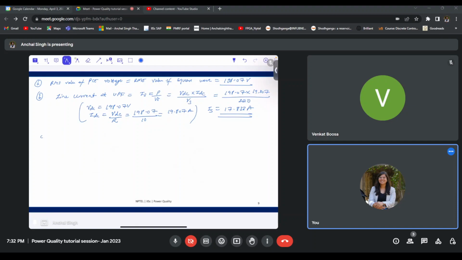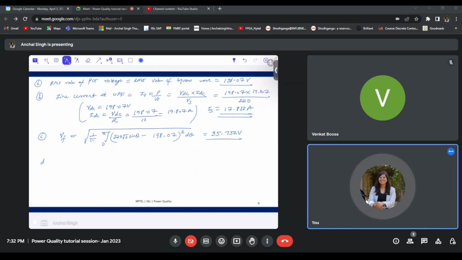In the third part, we are asked to find the voltage rating of the series active power filter, Vf, which is equal to, again, the RMS value, from 0 to pi, of 220 root 2 sine theta minus the value of x that we have obtained, 198.07, whole square, d theta. Now we can actually calculate it. This expression will come out to be 95.752 volts.